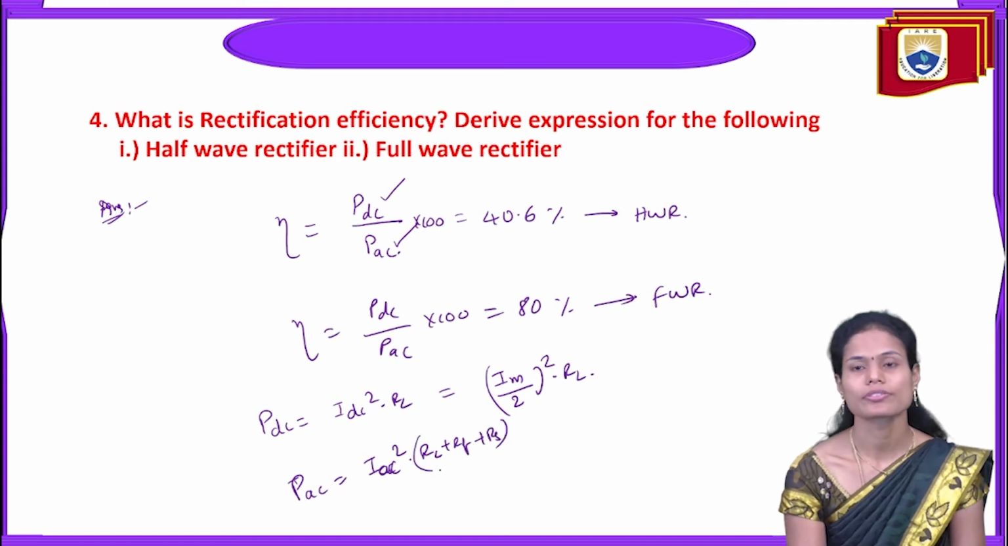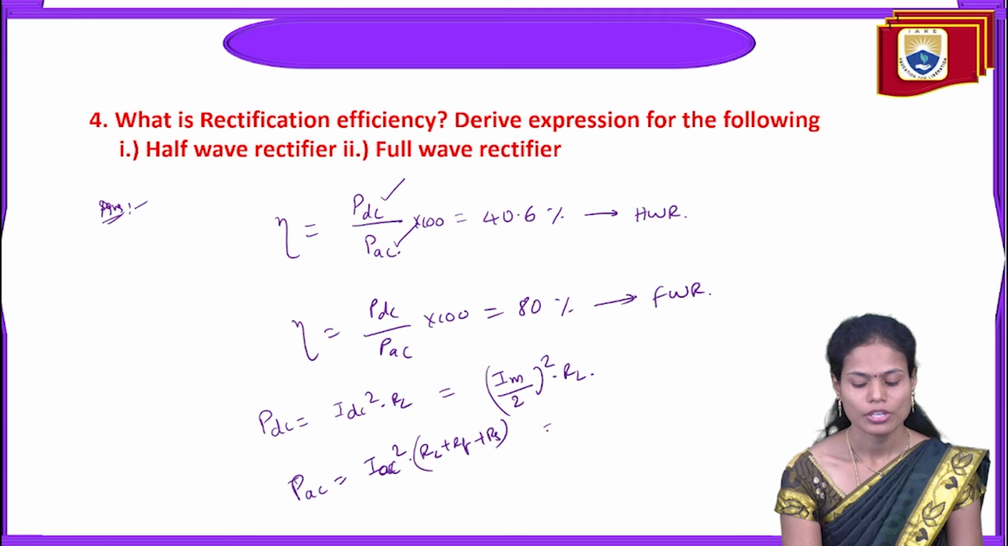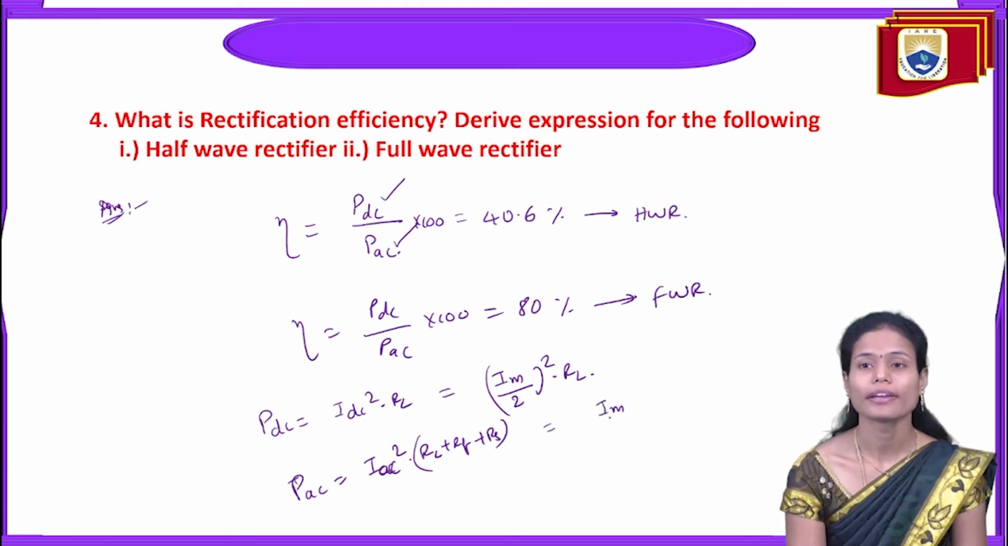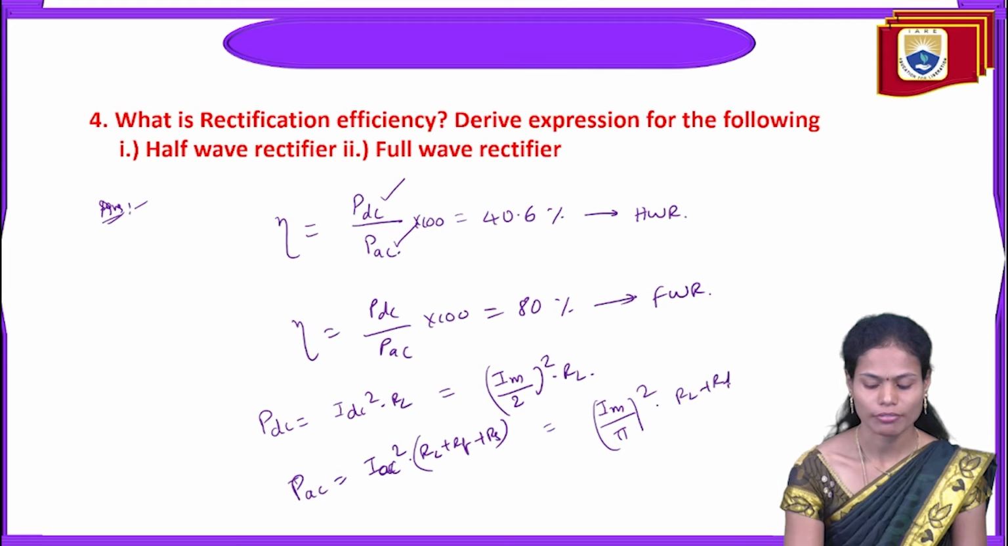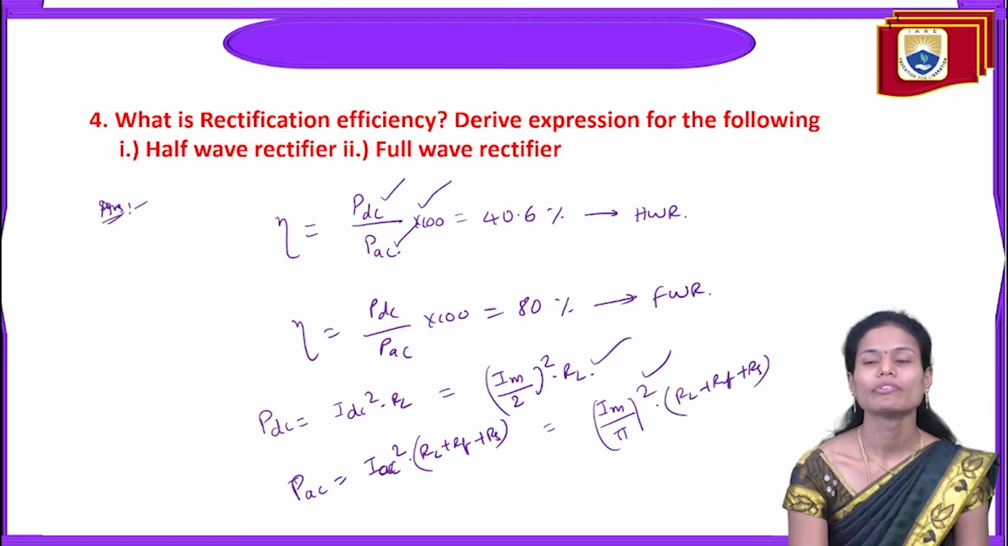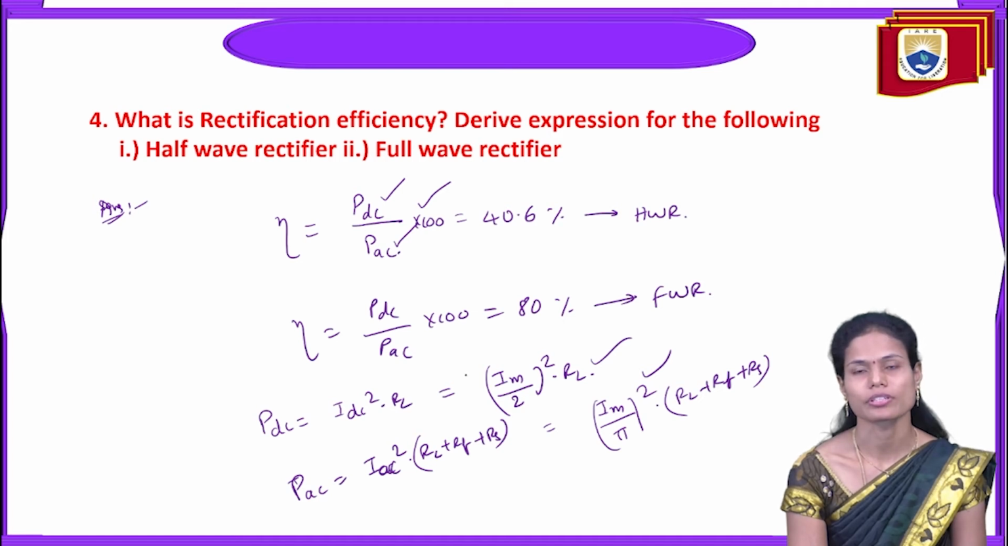How many resistances are there? That many we have to take. So here IAC is nothing but Im by pi. So Im by pi whole square into RL plus RF plus RS. So if we substitute these two values here, we will get the half wave rectifier efficiency.